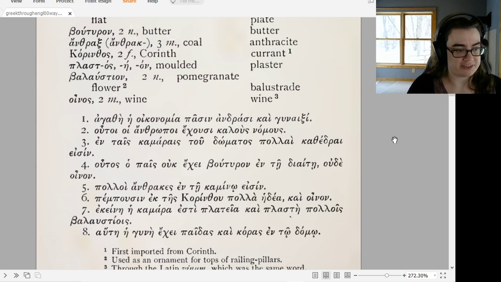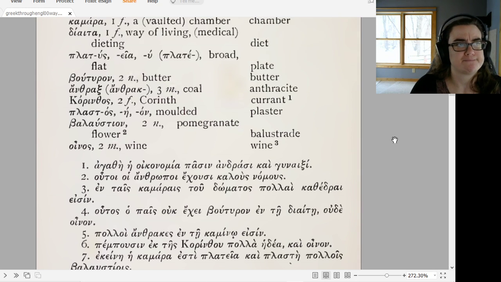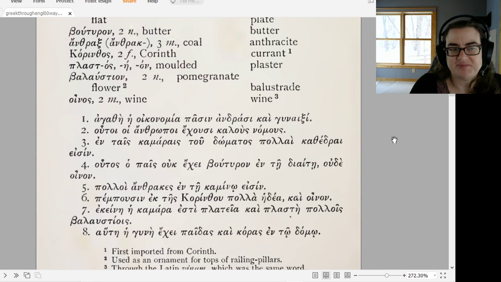Akene he camera esti platea kai plaste polois balaustiois. That chamber is flat and molded with many balustrades, pomegranate flowers. Sure. It's a weird description, but I get the idea. It's a big flat room and it has these pomegranate embellishments. Haute hegune eche paidas kai koras en toi domoi. This lady has children, boys and girls, in the home. Okay, fair enough.